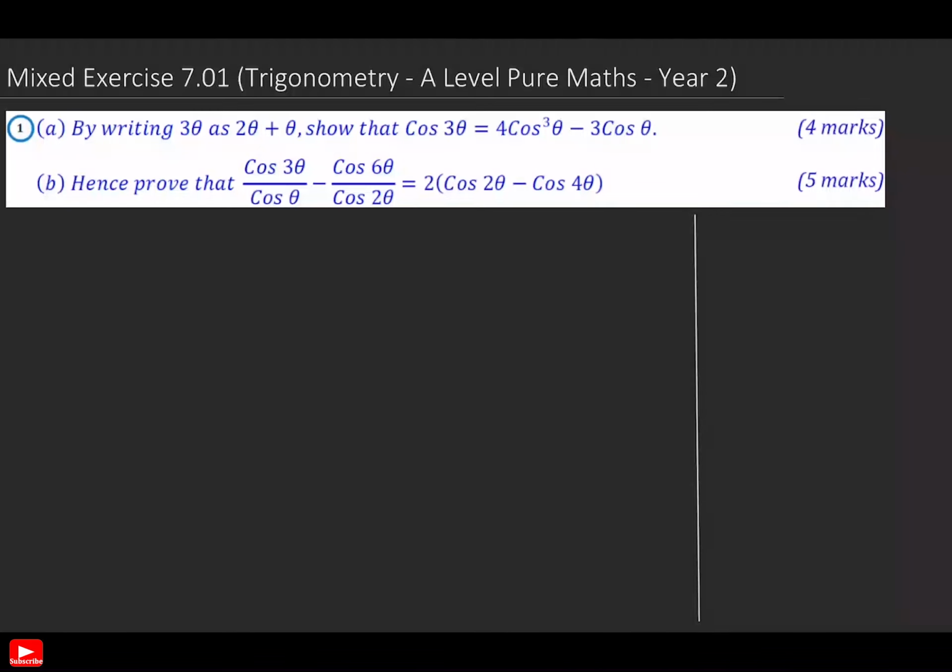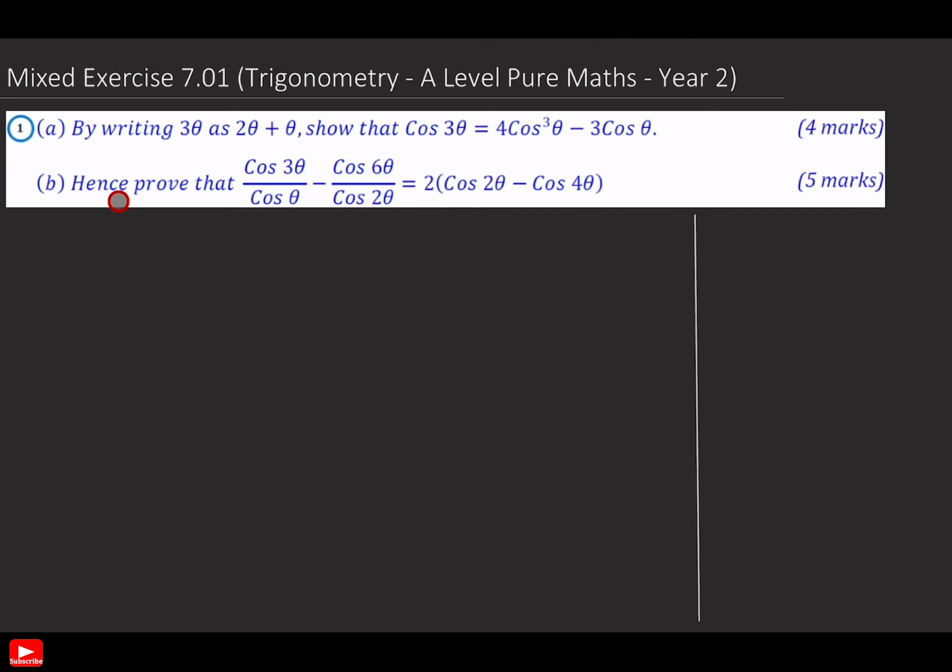In this video, we're going to solve two questions on trigonometry. So mixed exercise 7.01 is on trigonometry, A-level pure maths, year 2. Question 1. By writing 3 theta as 2 theta plus theta, show that cos 3 theta is equal to 4 cos cube theta minus 3 cos theta.